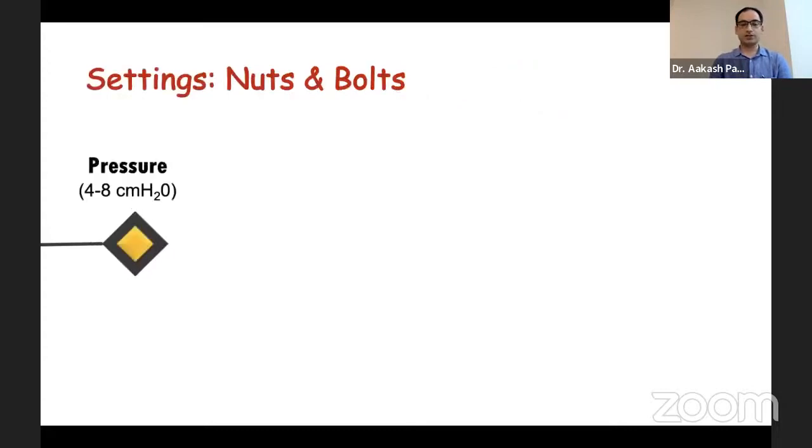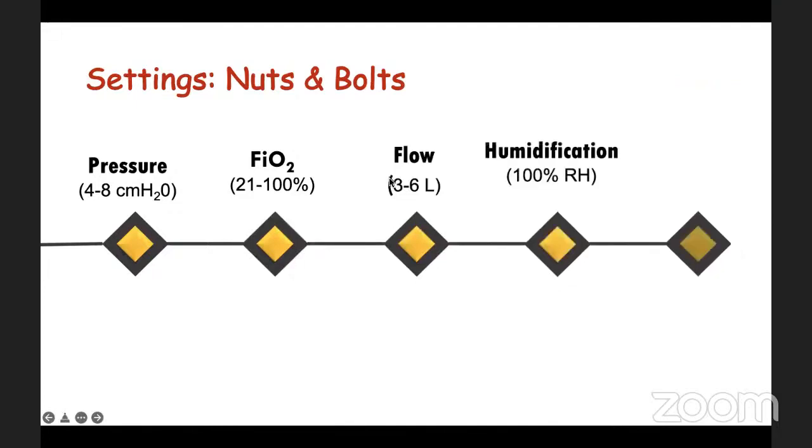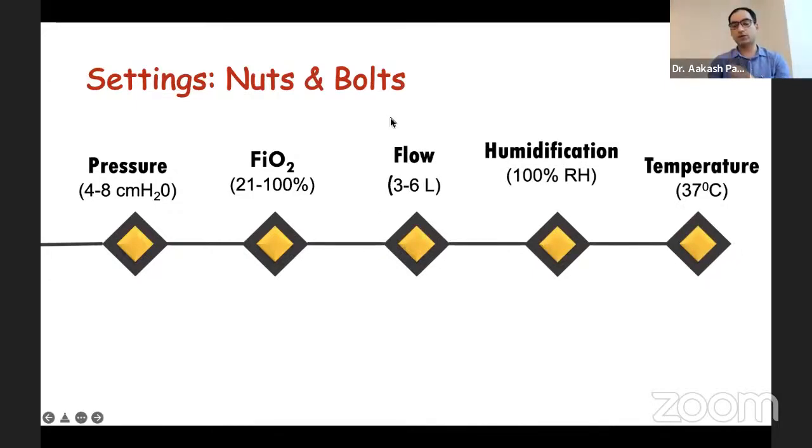Then coming to the settings of the CPAP, the first and foremost is the CPAP pressure, which we usually set between 4 to 8 centimeters of water. Then the other knob is FiO2, which is set with the help of a blender, and we can set anywhere between 21 to 100%. It is good to start with a low FiO2 of around 30%, and then depending on the saturation, we can go on to increase it up to 100%. Then the third knob is flow, which is between 3 to 6 liters. And how do we know that the flow is adequate? There should be continuous bubbling both during inspiration and expiration.